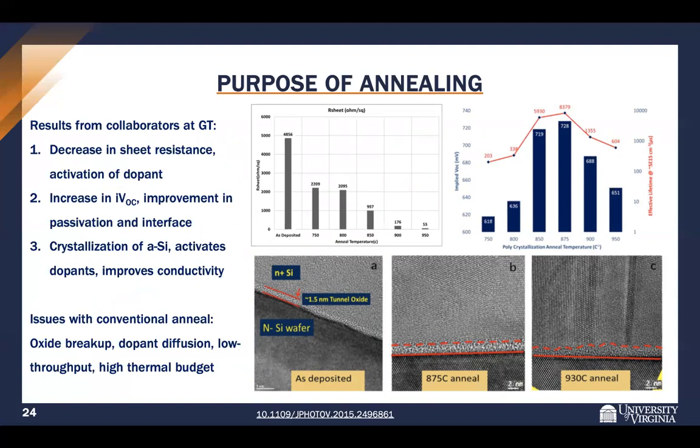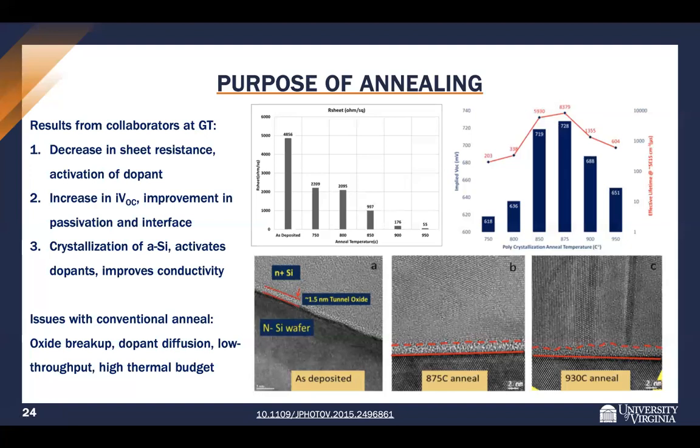And then on the top right, you can see the impact on the passivation, in particular the implied open circuit voltage. It has a peak value at around 875 degrees Celsius, but higher temperatures begin to degrade the passivation. This is because the anneal also crystallizes the film. You can see in A, it's amorphous and the oxide is intact. At 875 degrees C, it begins to become polycrystalline. The oxide is still intact, but if you go further in temperature, you get larger polycrystalline grains, but the oxide begins to break up, which harms your passivation.